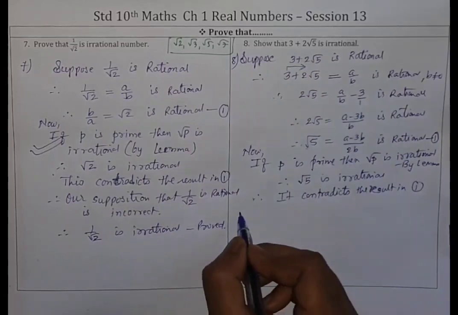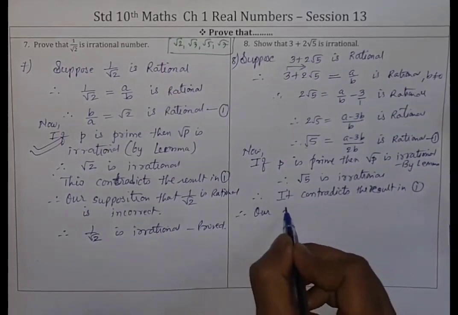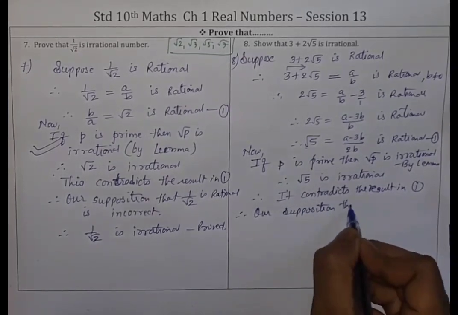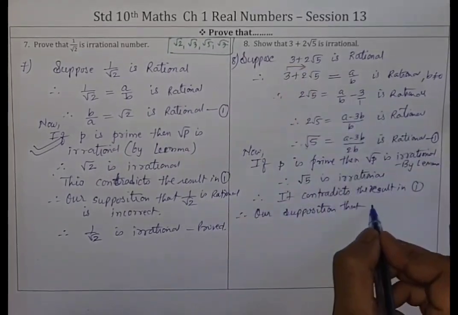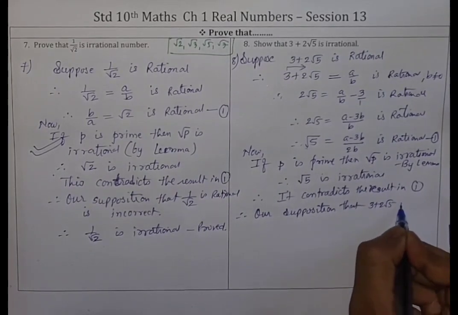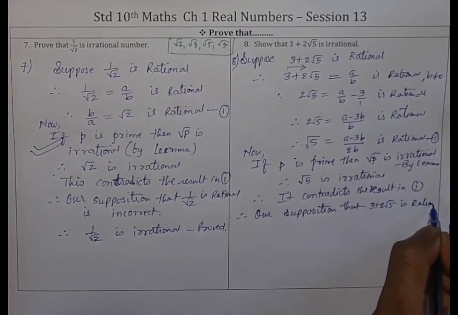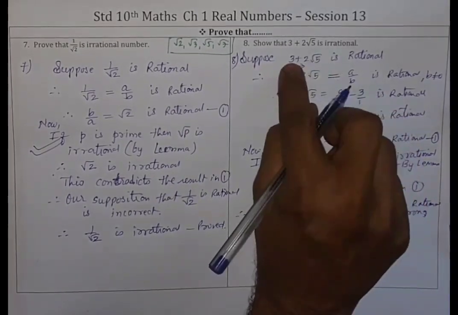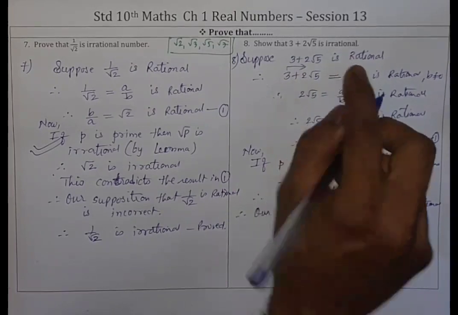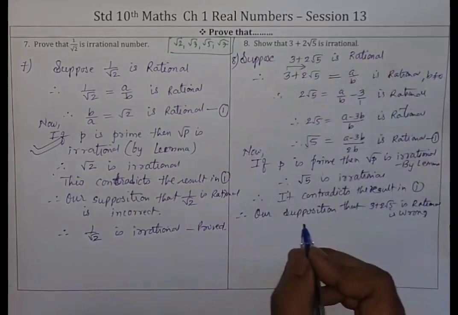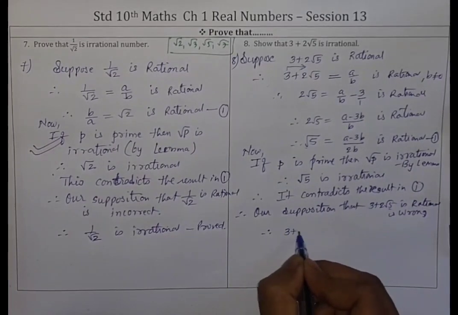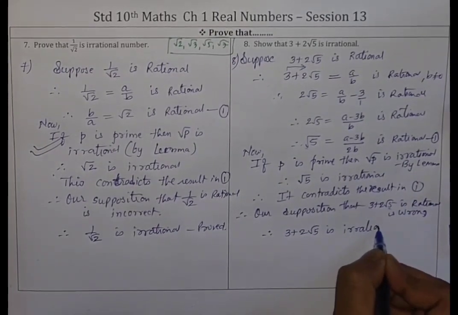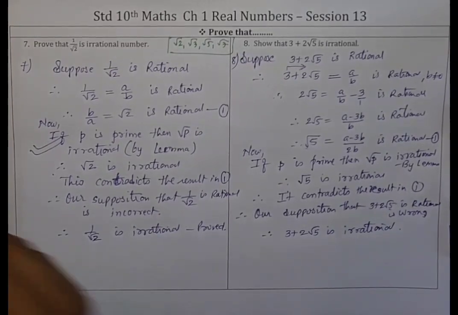That means our supposition is wrong. Therefore, our supposition that 3 plus 2 root 5 is rational is wrong. If that is wrong, then what is correct? 3 plus 2 root 5 is irrational. Therefore, 3 plus 2 root 5 is irrational. Alright? So this is how we do.